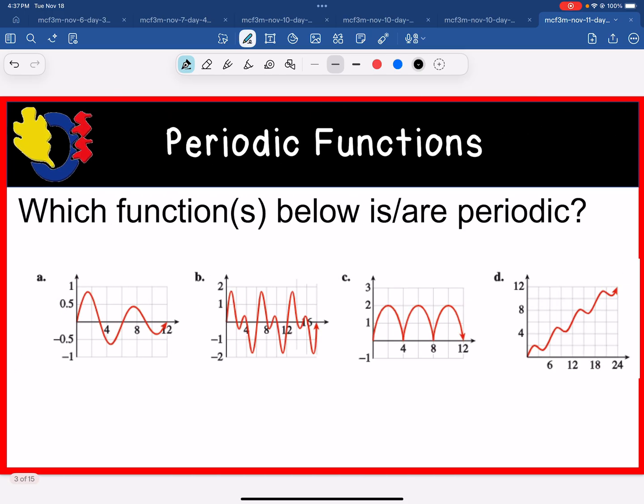All right, let's look at a few more examples. Same thing with this A, it doesn't have a consistent max and min, so this is not periodic. This one is periodic, kind of reminds me of a heartbeat. I would say that this one is, and then D is not periodic.